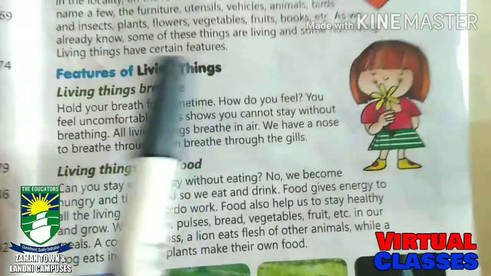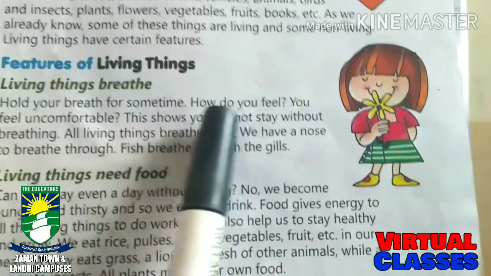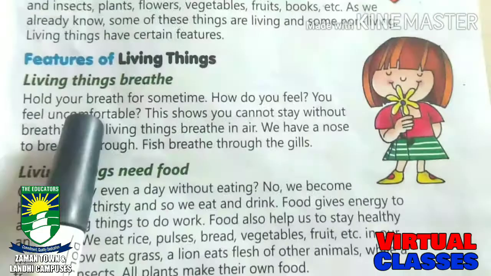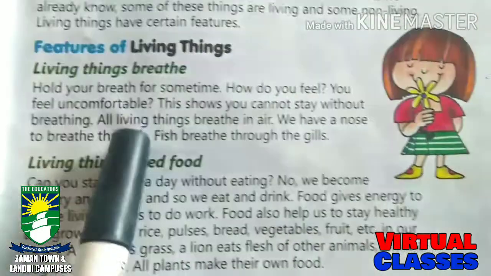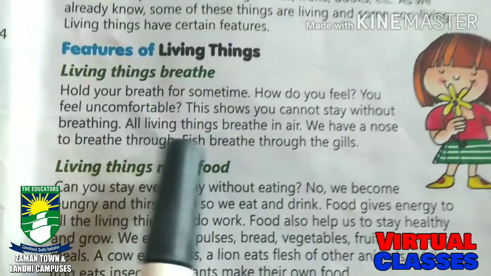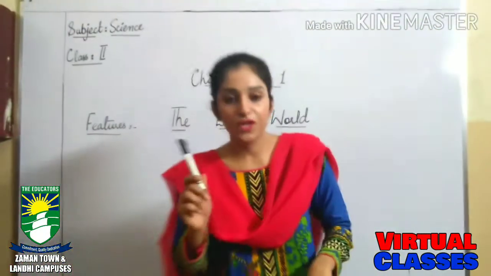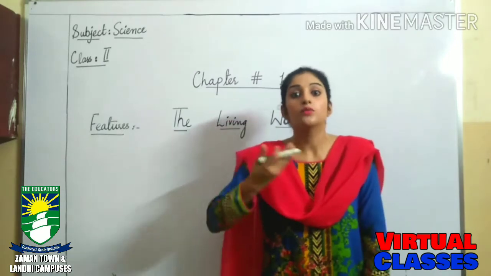Features of living things. Living things breathe. Hold your breath for some time. How do you feel? You feel uncomfortable. This shows you cannot stay without breathing. All living things breathe in air. We have a nose to breathe through. Fish breathe through the gills. So, feature number 1, means quality number 1, is living things can breathe.